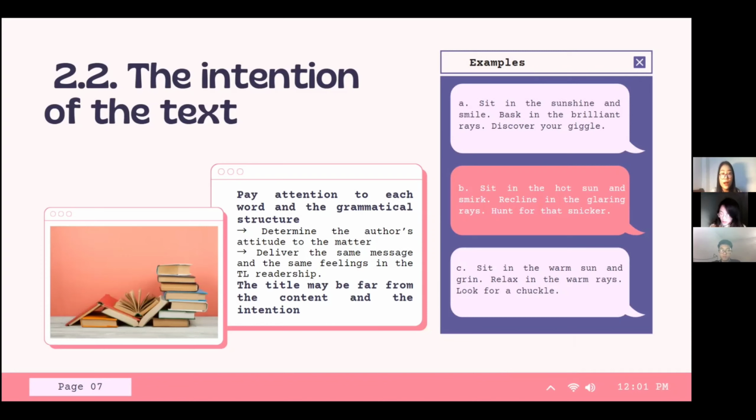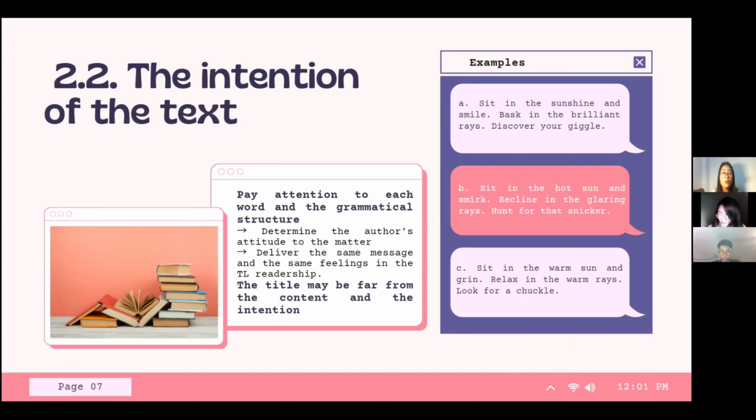For example, I have 3 sentences. The first one, sit in the sunshine and smile, bask in the brilliant rays, discover your giggle. Number 2, sit in the hot sun and smoke, recline in the glaring rays, hunt for that snicker. Number 3, sit in the warm sun and grin, relax in the warm rays, look for a chuckle.